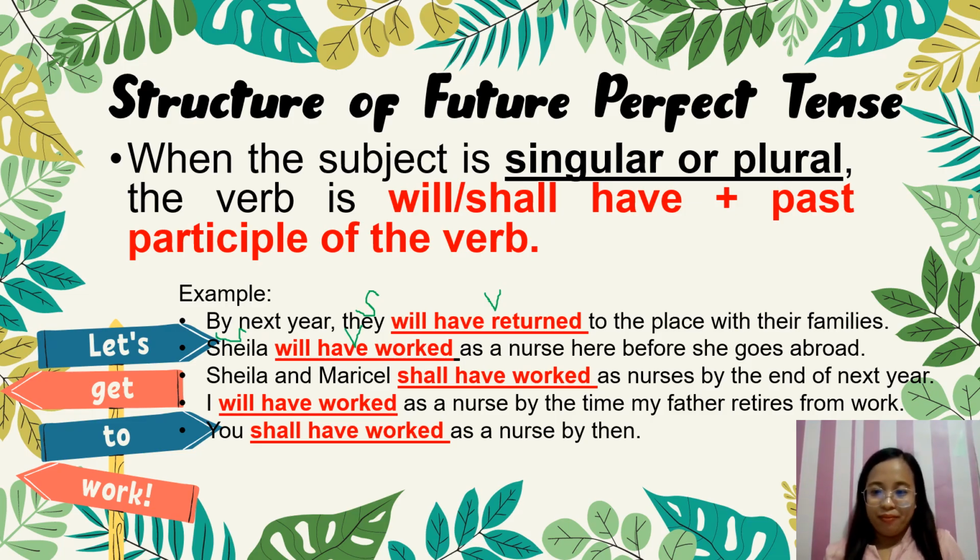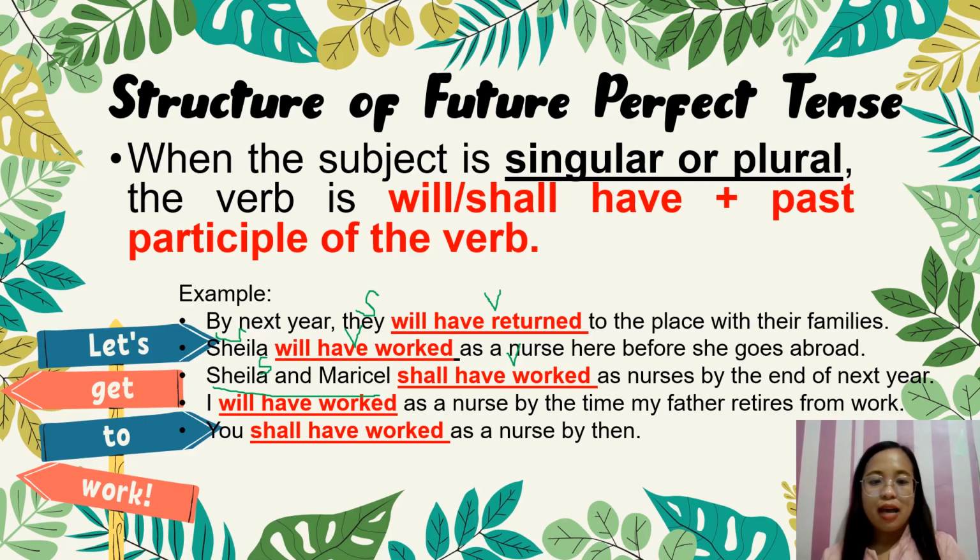Next example. Sheila and Marcel shall have worked as nurses by the end of next year. So, subject is Sheila and Marcel. Verb is shall have worked. So, pwede naman gamitin class yung shall, pero mas accepted or mas ginagamit natin yung will. So, shall, plus have, and then the past participle of the verb.